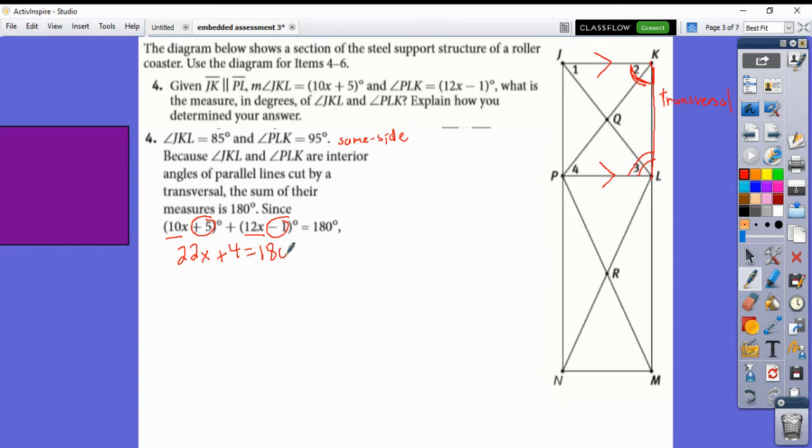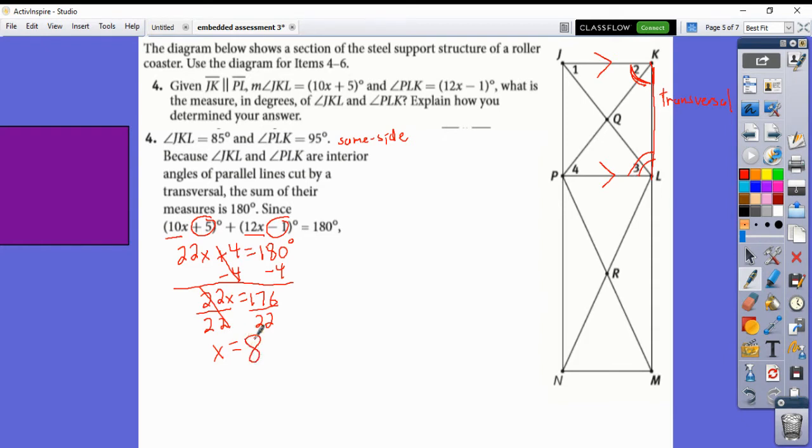So since parallel lines cut by a transversal give us same side interior angles that are supplementary, the sum of these two angle measures has to be 180 degrees. So now we've got a pretty easy equation that we can solve. We can take 4 away from both sides. So now we've got 22x equals 176. The inverse of multiplication is division. So that's going to give us that x equals 8.